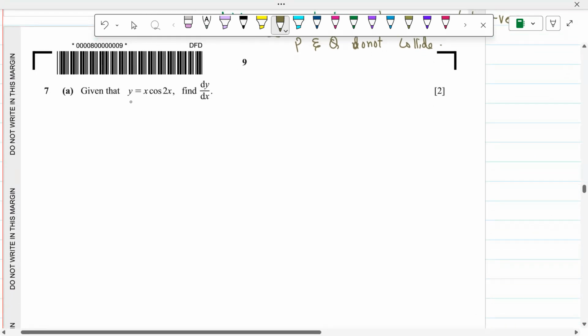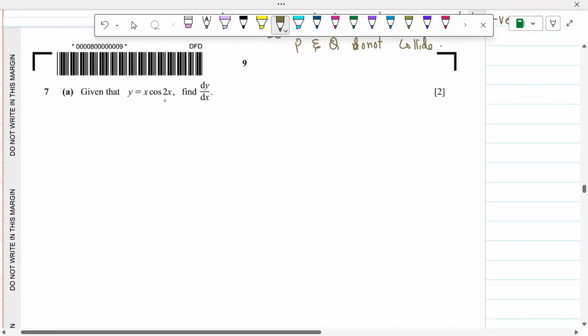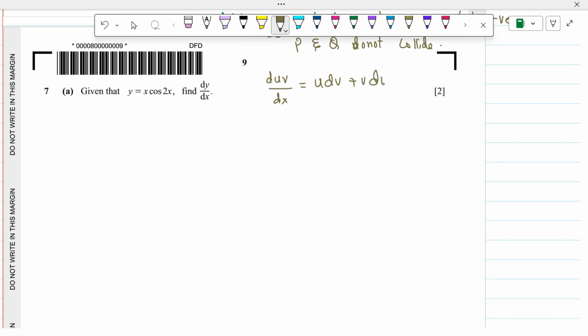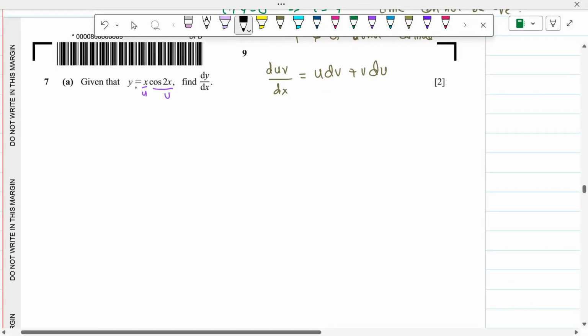Question number 7: given that y is equal to x cos of 2x, find dy over dx. We need to find dy over dx, where y is the product of two functions, x and cos of 2x. So we will use the product rule. The derivative of uv with respect to x is equal to u times the derivative of v plus v times the derivative of u. In this case, we will consider x as u and cos of 2x as v. So apply this formula to find the derivative of y.